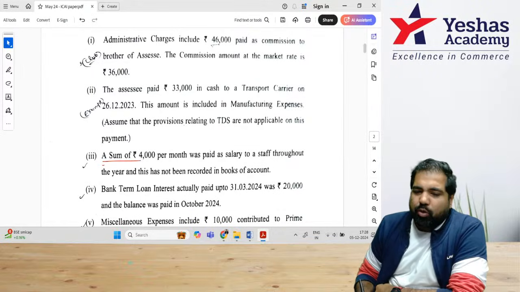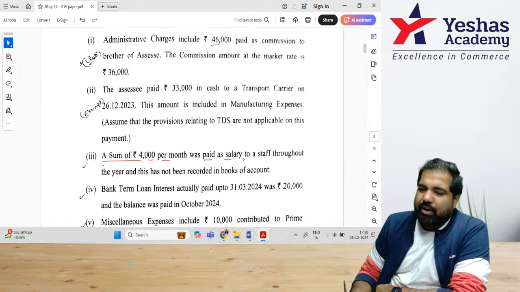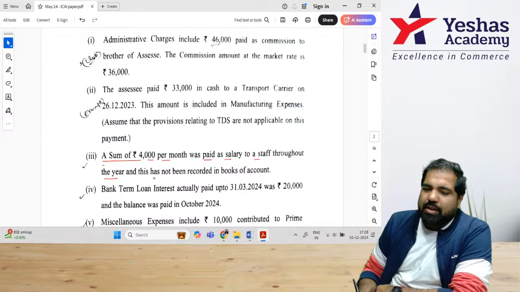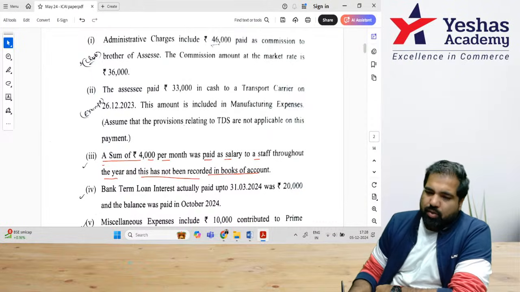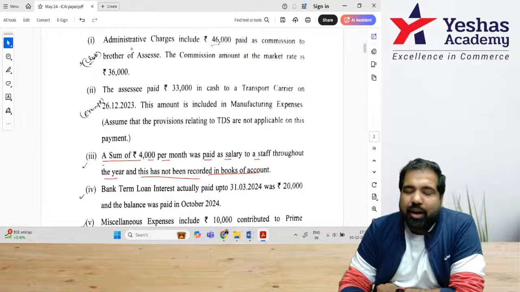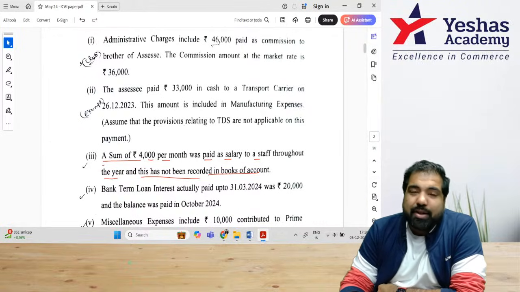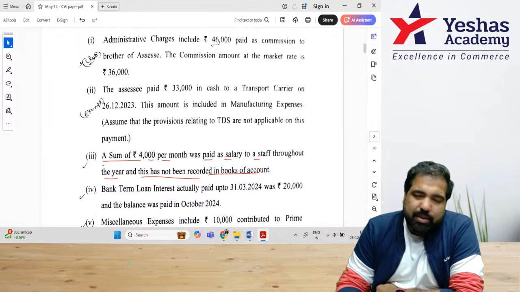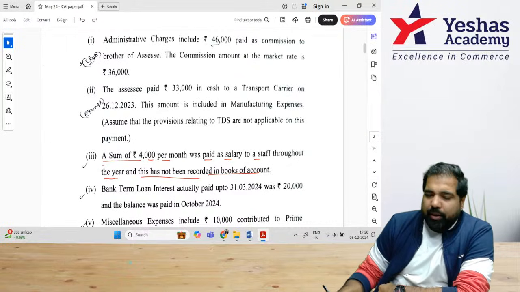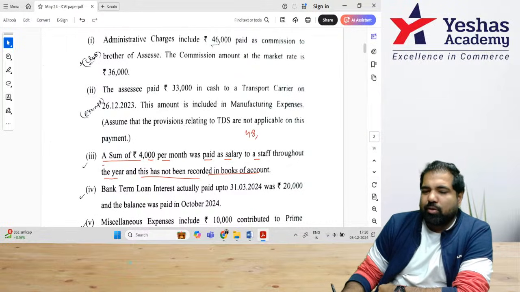A sum of 4,000 per month was paid as salary to a staff throughout the year, and this has not been recorded in the books of accounts. Guys, this is an unrecorded, undisclosed expense. The government is upset that why are you not showing this expense? So 4,000 per month, that is basically 48,000.